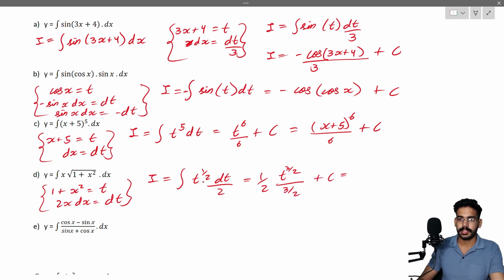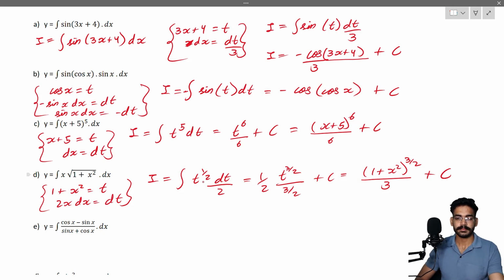So how much did it come to? T you can substitute, 1 plus x square to the power 3 by 2, and this will be 1 by 3, so (1 plus x square) to the power 3 by 2 by 3 plus c. Okay, so you can check with differentiation, you will get this. Okay, now let's see the next thing.